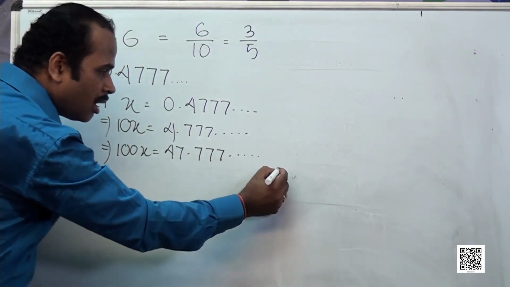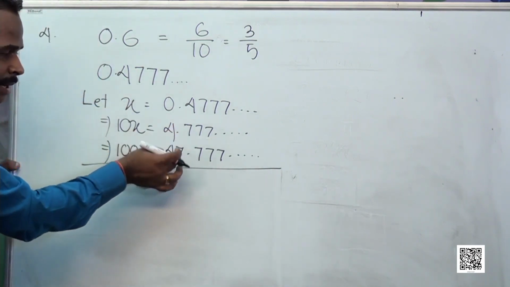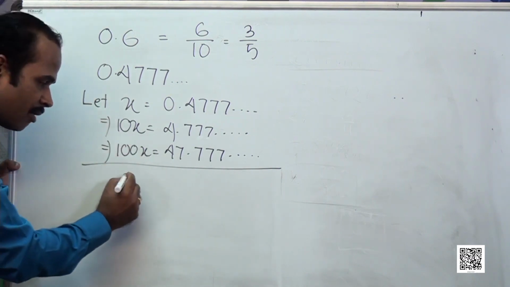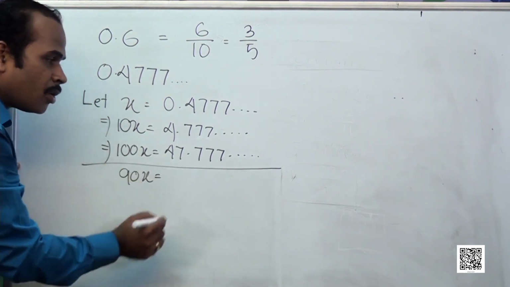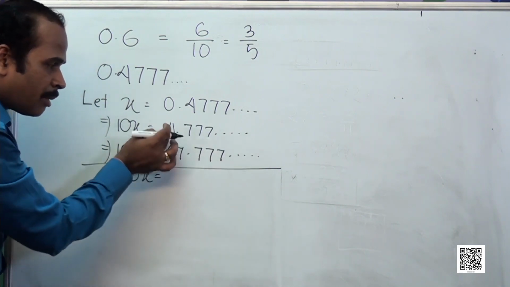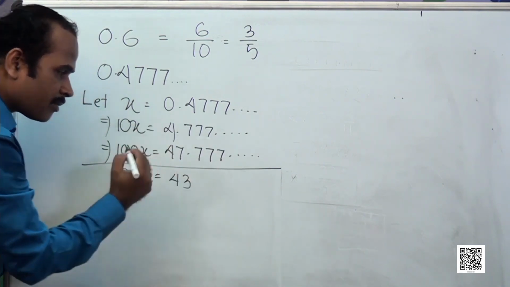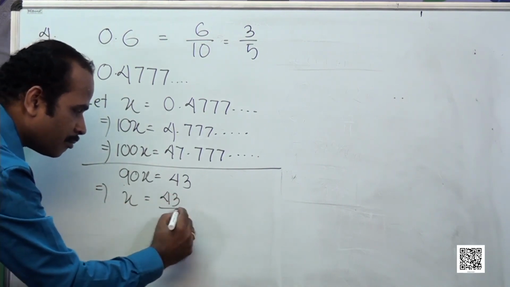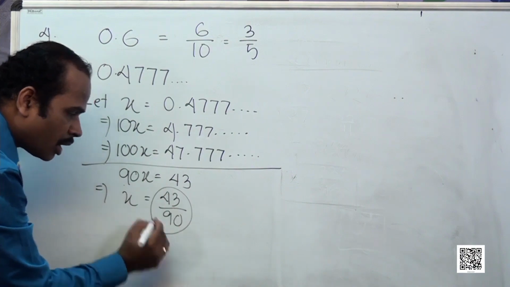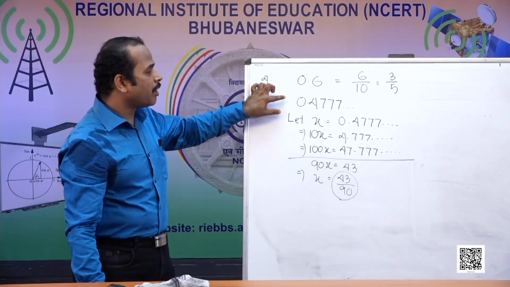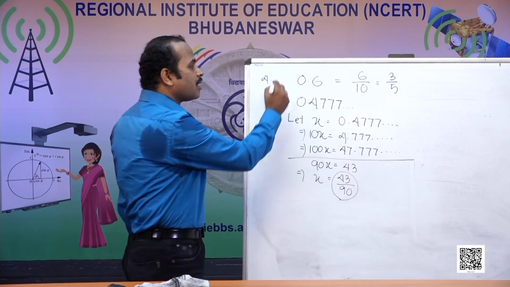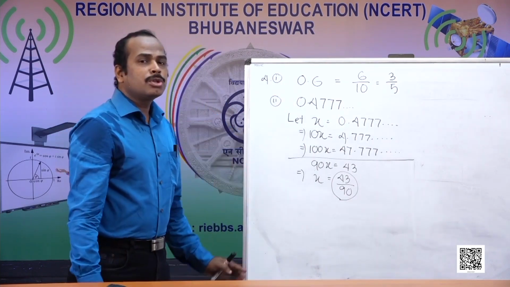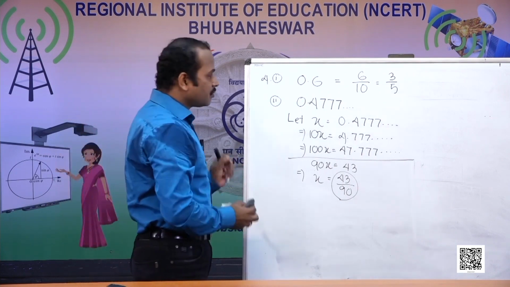47.777 and so on. Now I will find this after decimal portion of both the numbers are equal. So I can subtract now. So 100x minus 10x, I will find it is 90x equal to, these portions are cancelled, so 47 minus 4, this will be 43. And 90x equal to 43 implies x equal to 43 by 90. So this is your required rational number of 0.477. Okay, if this is the bit 1, so this is your second bit. Let us go to the next one question, bit 3.